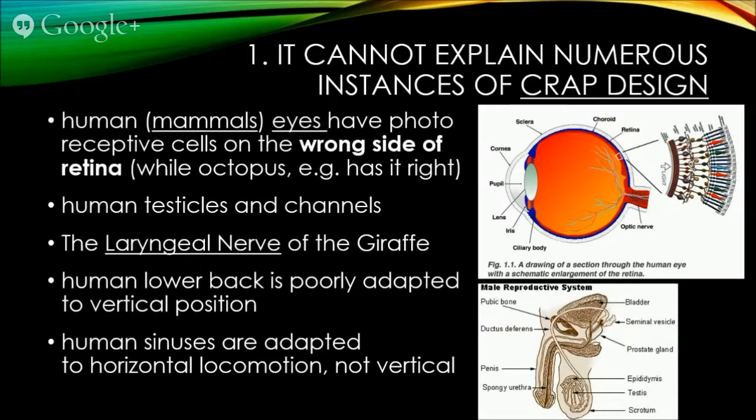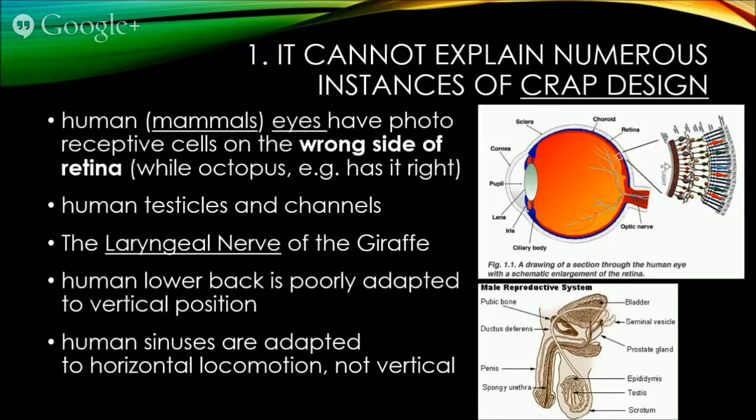The same goes with the human back, lower back, which is poorly adapted to vertical locomotion. The same goes with the human sinuses, which also are adapted to horizontal locomotion, not vertical, and they didn't have time in recent hundreds of thousands of years or millions of years to adapt. This is why we have stuffed noses and sinus infections so often.